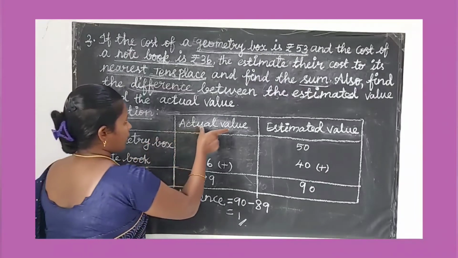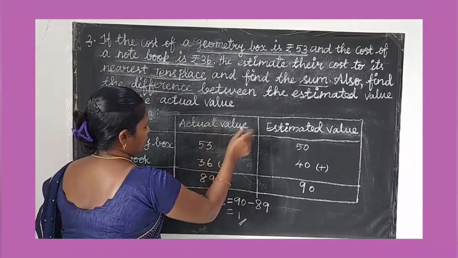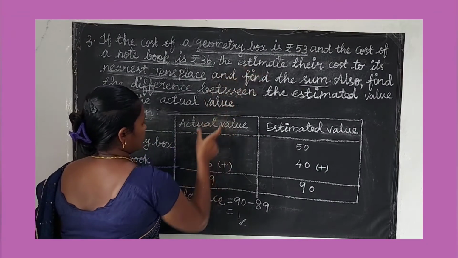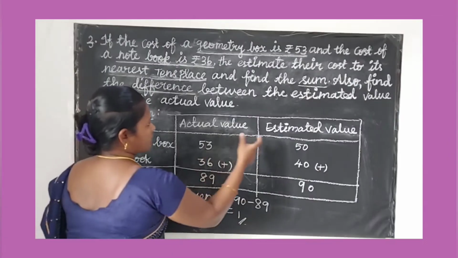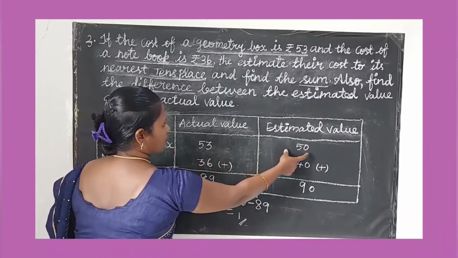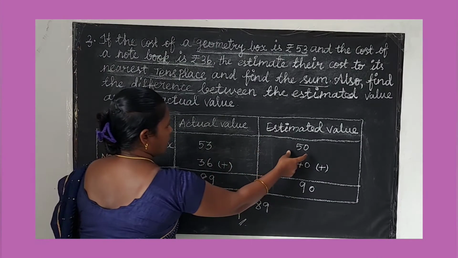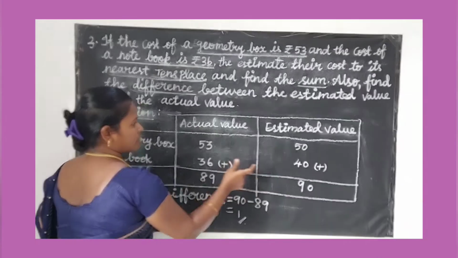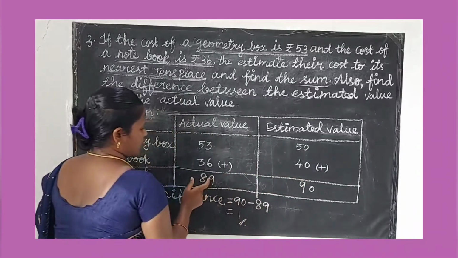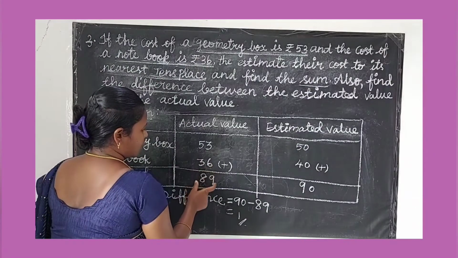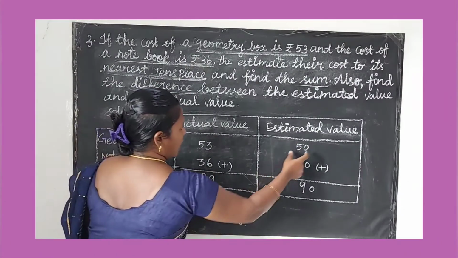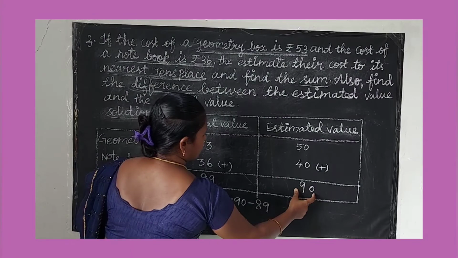So in this question, geometry box value and notebook value are given. So we have to find the estimated and actual value. The given value is the actual value. Estimated value means we write the rounded value. So 53, estimated value 50. 36, estimated value 40. For these estimated values we add, we get 89. And then for these values we add, we get 90.